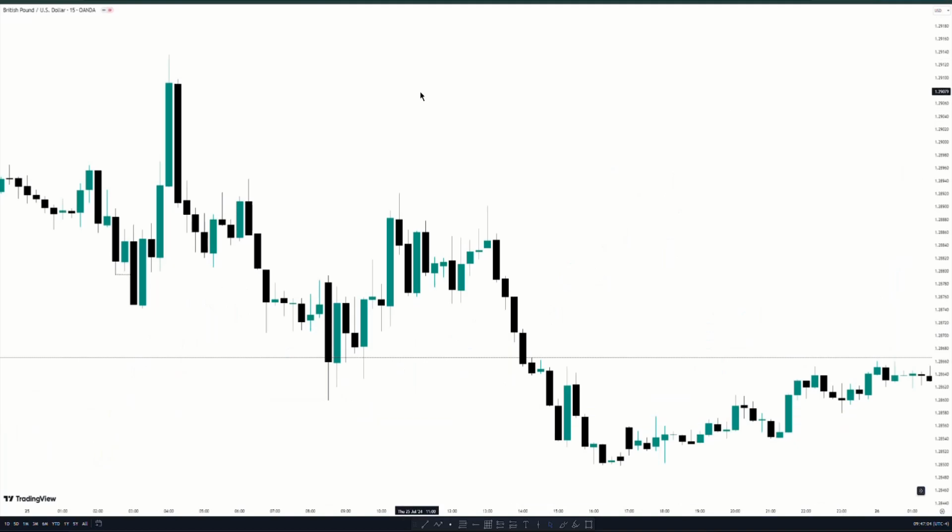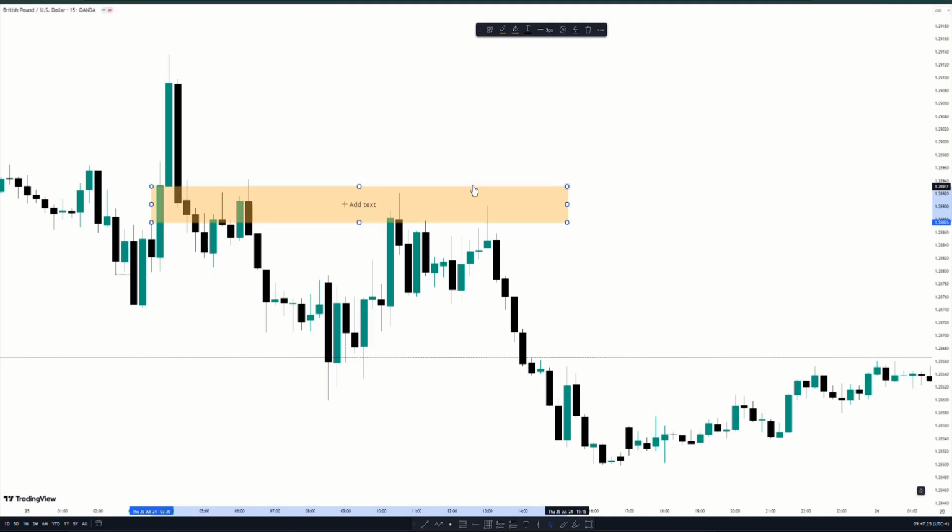All right, so what we have here is an inverse fair value gap right here. You can see this was a bullish fair value gap, or a BC if you like. So you expect the market to respect this bullish fair value gap when coming down, but instead it just went right through it with full body candles closing below it. So this was a failed bullish fair value gap.